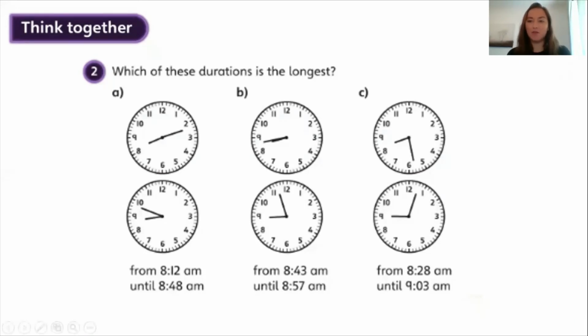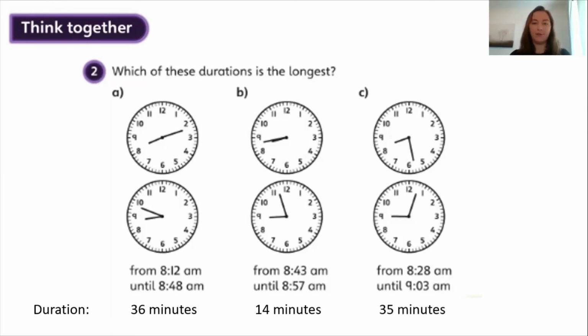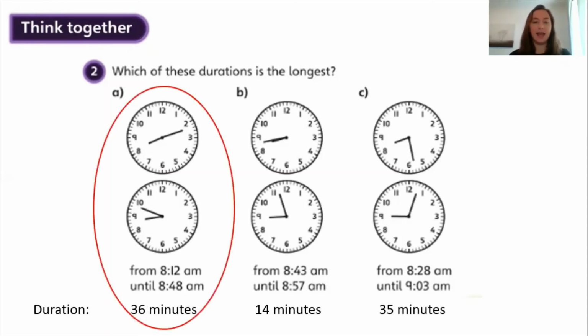Okay, let's work out the duration of those 3 times. So for A, the duration from 8:12 until 8:48 a.m. is 36 minutes. For part B, 8:43 a.m. until 8:57 a.m., that's just 14 minutes. And then for C, 8:28 a.m. until 9:03 a.m., that's 35 minutes. That means that A has the longest duration, because 36 minutes is longer than any of the other 2.